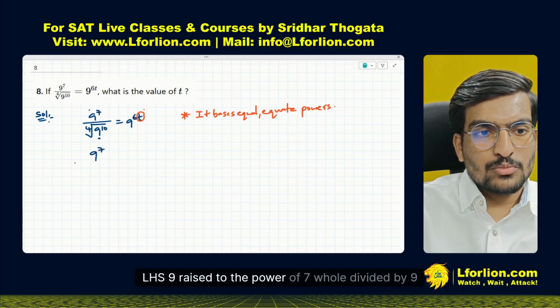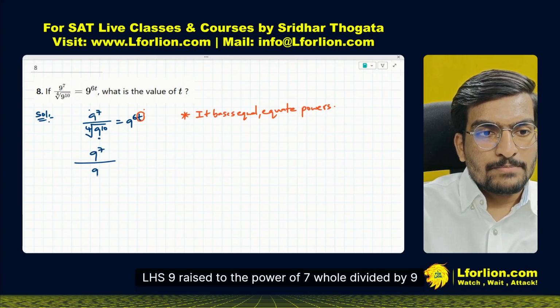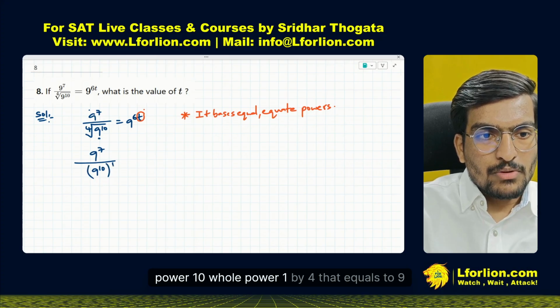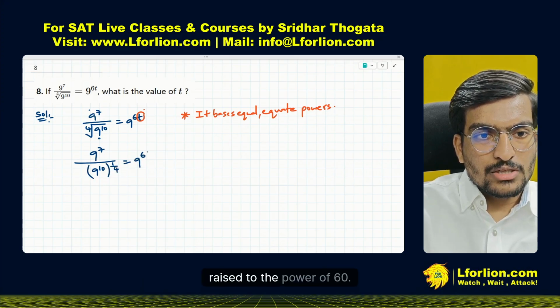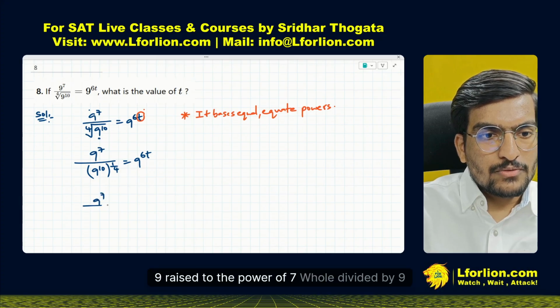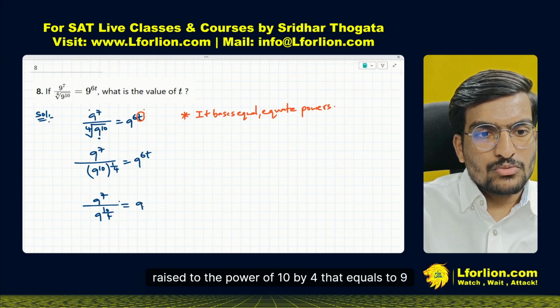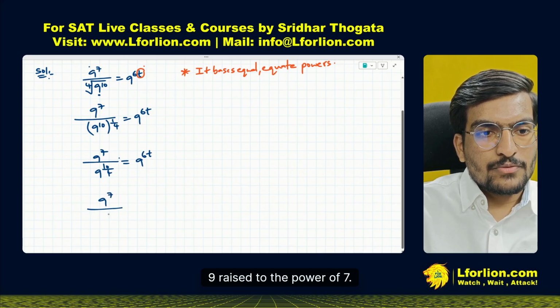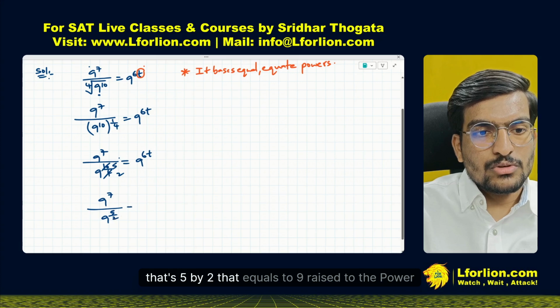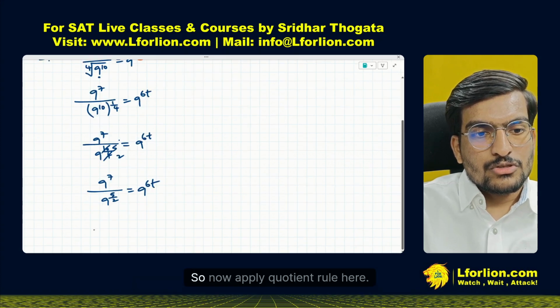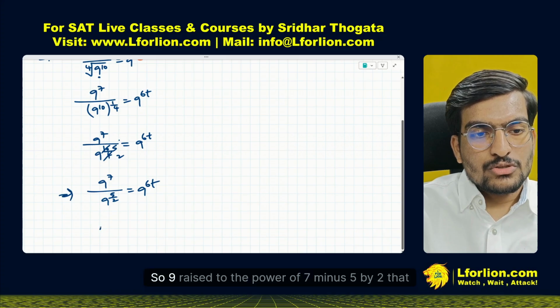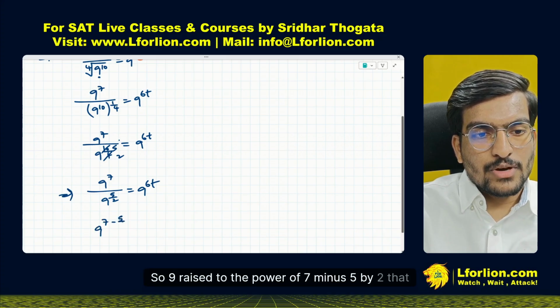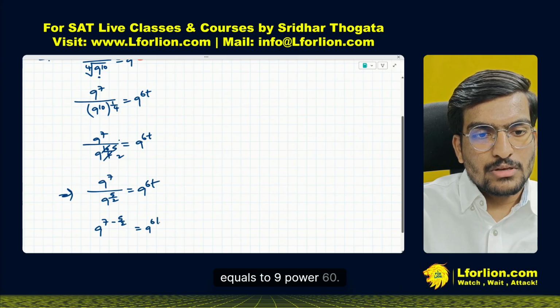LHS: 9 raised to the power of 7 whole divided by 9 power 10 whole power 1 by 4, that equals 9 raised to the power of t. 9 raised to the power of 7 whole divided by 9 raised to the power of 10 by 4, that equals 9 raised to the power of t. 9 raised to the power of 7, 9 raised to the power of, 2 5's, that's 5 by 2, that equals 9 raised to the power of t. So now apply quotient rule here. So 9 raised to the power of 7 minus 5 by 2, that equals 9 power t.